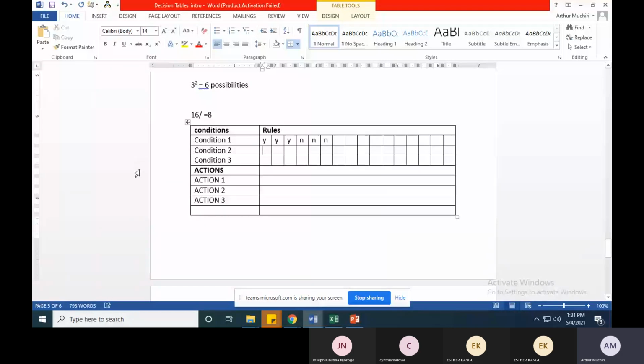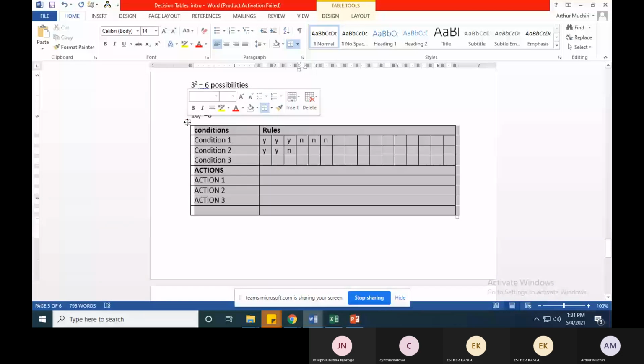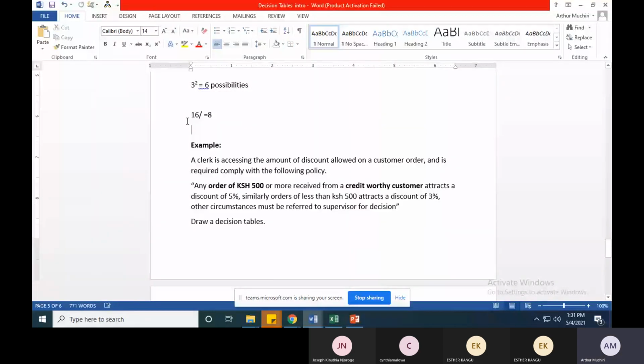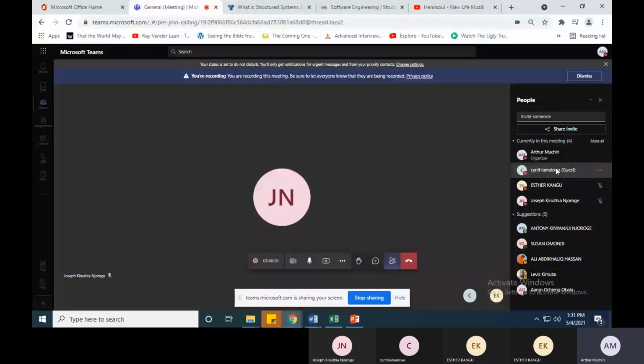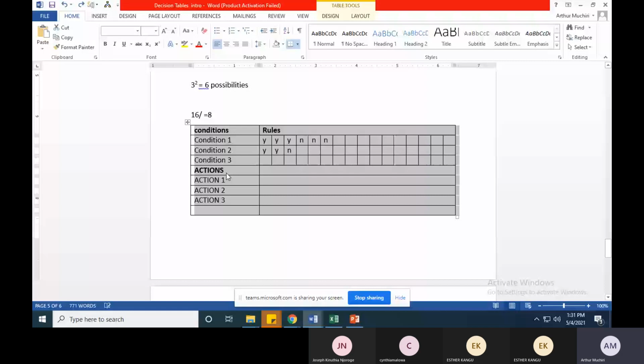Tunaona kama sasa hii imekata. Tunaweza sema yes, you see. Yes, but no. Unaona haita work. There is some italeta shida. Cynthia Malo, you have a question? Haiwezi work at 3 conditions, can't.